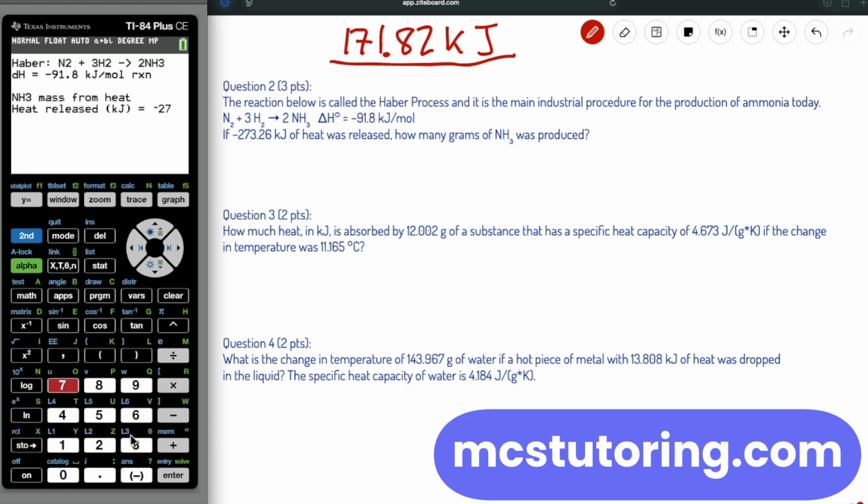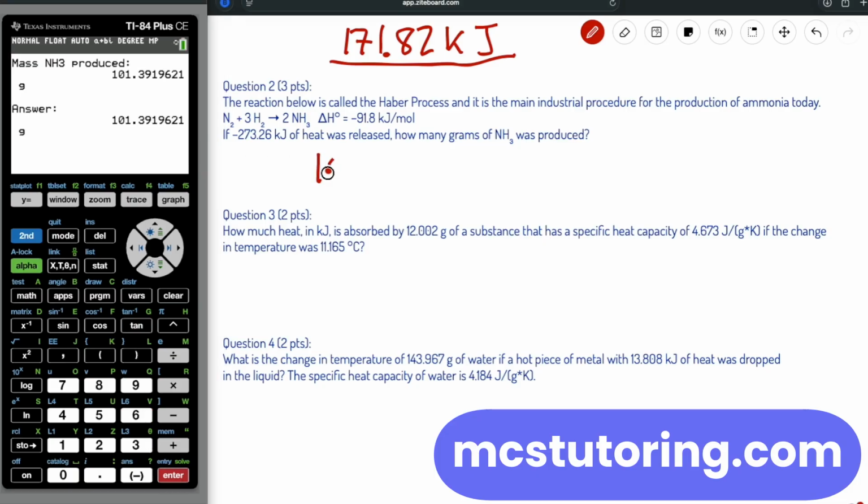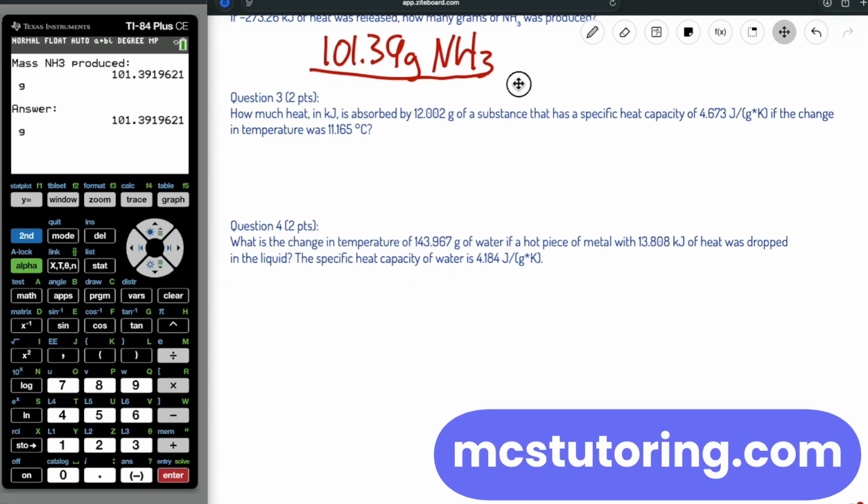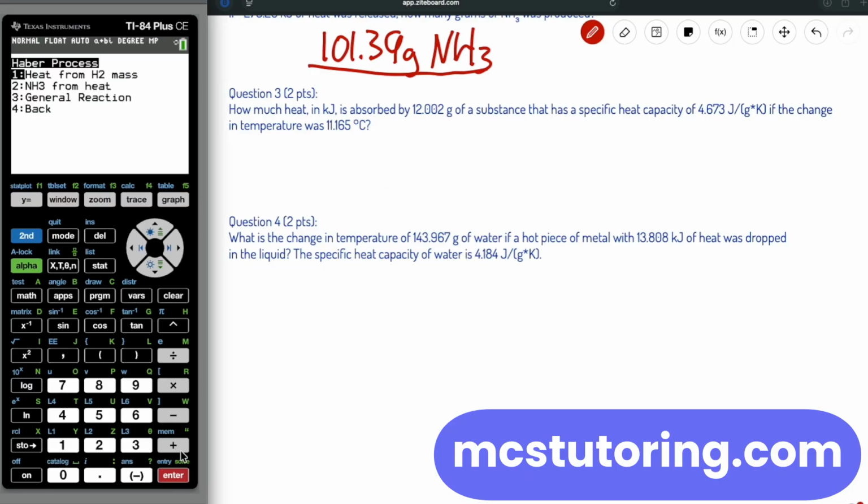Negative 273.26 kJ. It's already in kJ, which is cool. Looks like we've got 101.39 grams. And you probably want to put NH3 here. I'm terrible. I'm getting better at labeling units because so many science people are around me. So I've got to keep on my toes.